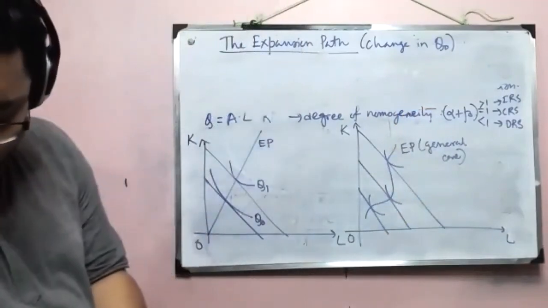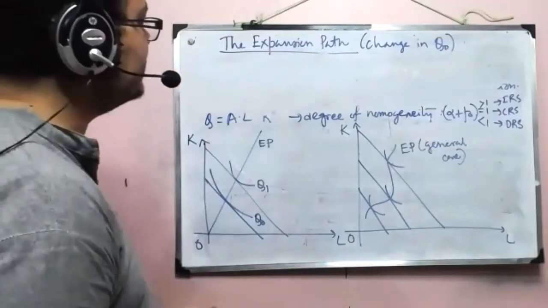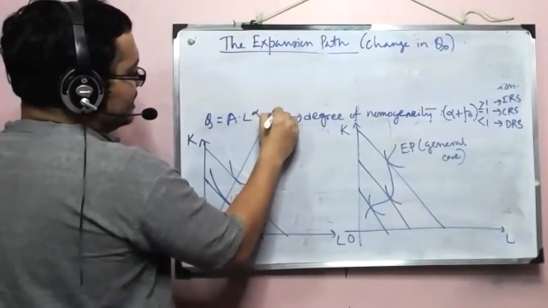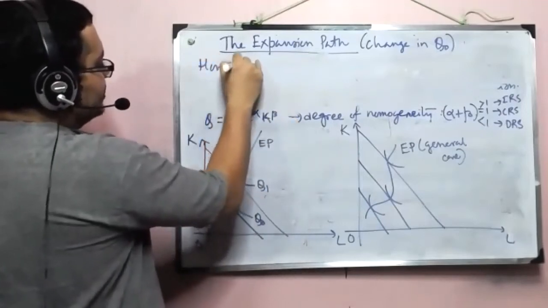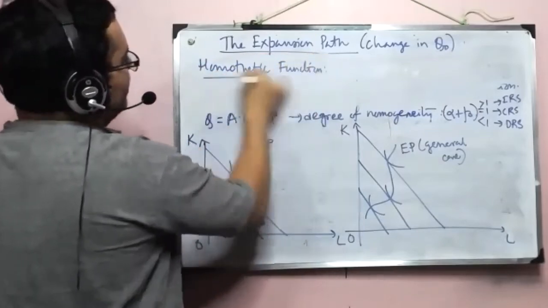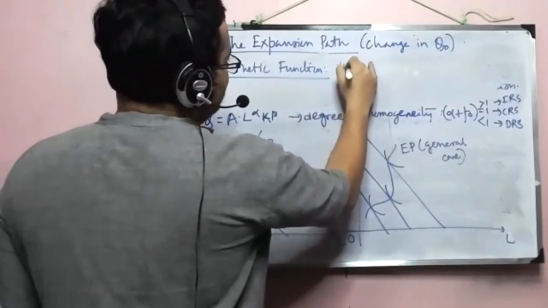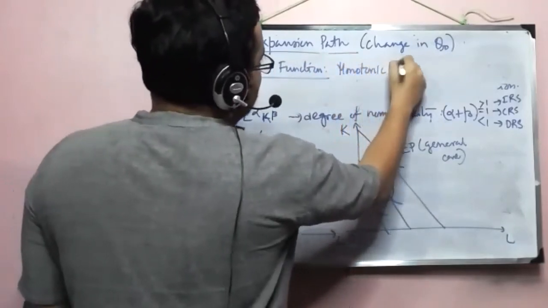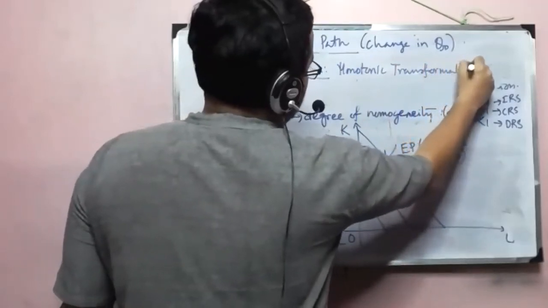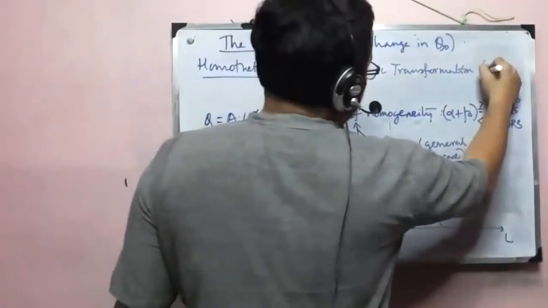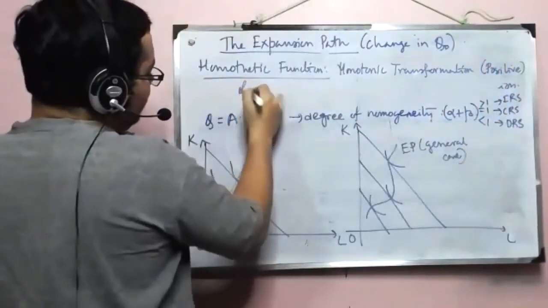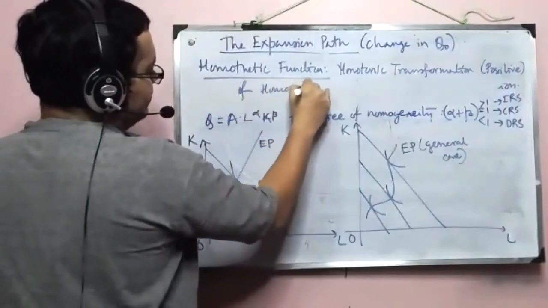It's very simple. Now we will go to another extension of homogeneous function, which is very trivial in its nature, and that's called a homothetic function. So what is a homothetic function? Mathematically speaking, it's very simple. It's a monotonic transformation, and for our purpose, we will keep it positive. So a positive monotonic transformation of a homogeneous function.